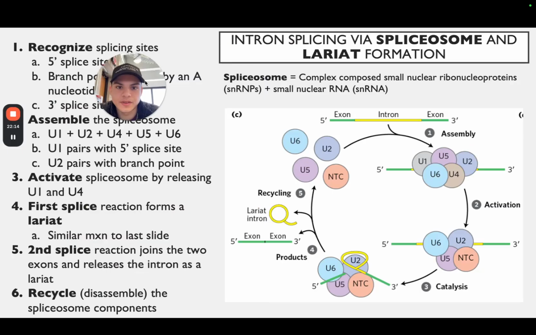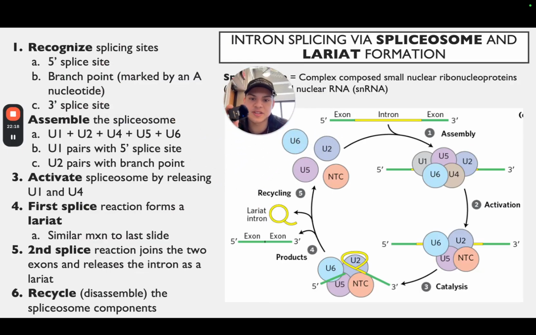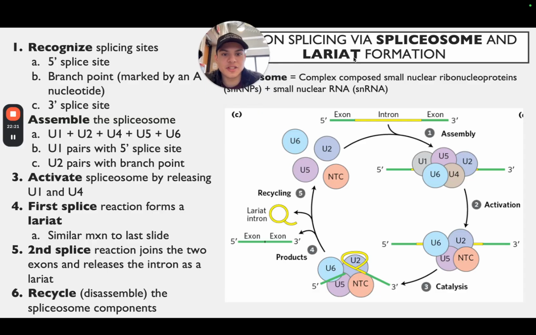Okay. So then there's also intron splicing via spliceosomes and lariat formation. In terms of lariat formation, it's going to be very similar to group 2, but it's going to do it through a different mechanism. First, we need to recognize the splicing sites: the 5' splice site, the branch point, and the 3' splice site. As you can see here, we have the 5' splice site right here, the 3' right here, and the branch point indicated here. The branch point essentially is just where the branches form.